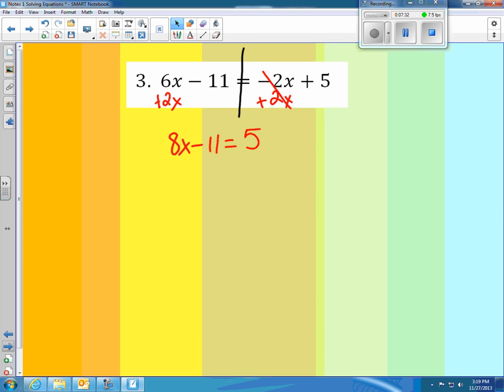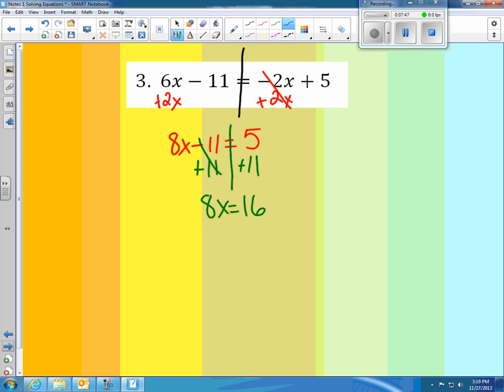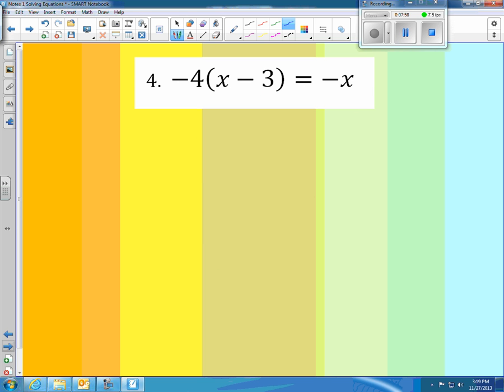Step 3, use addition or subtraction to cancel the constant. All right, so I'm going to move my negative 11 by adding 11 to both sides. I end up with 8x equals 16. And last, step 4 says to use multiplication or division to cancel the coefficient. So I'm going to divide by 8 on both sides, and we get x equals 2. I'm going to leave problem 4 up to you guys to do and come with that done for tomorrow.